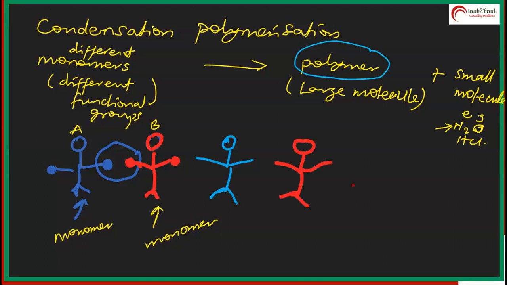If I keep getting them like that, the chain will keep increasing until we have been able to form a very long chain that will now be called a polymer. But the polymer consists of the monomers joined together. That's how we say a polymer is a large molecule formed by many small molecules covalently bonded.